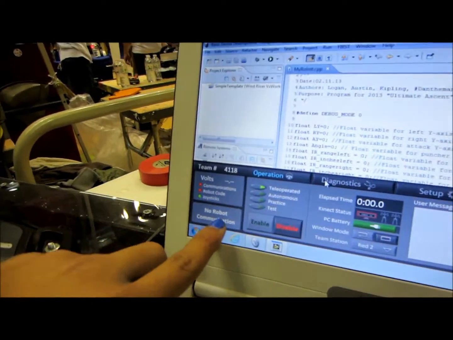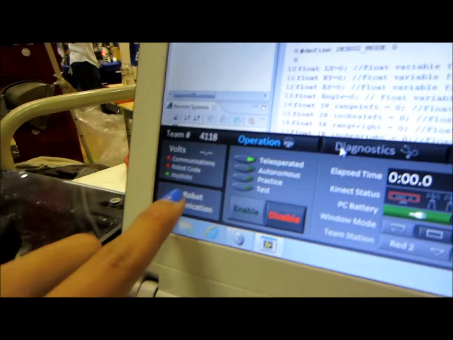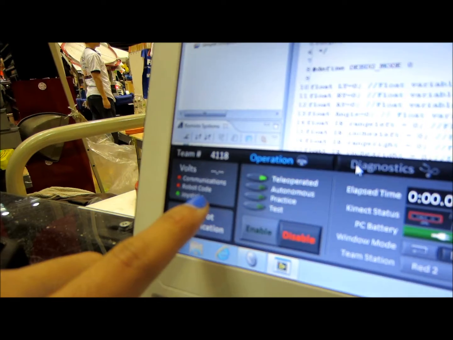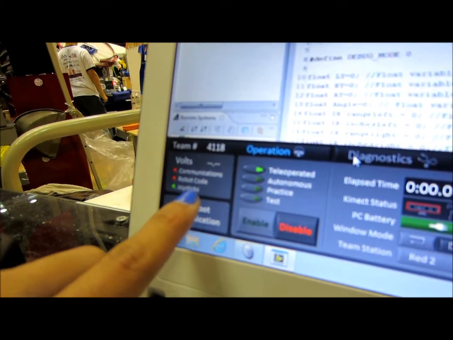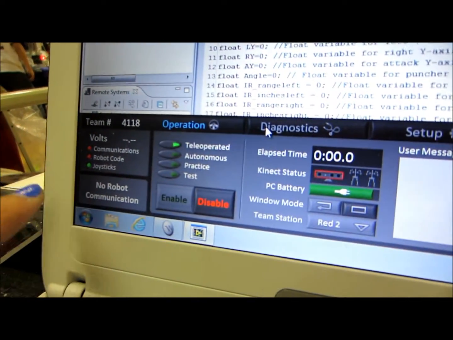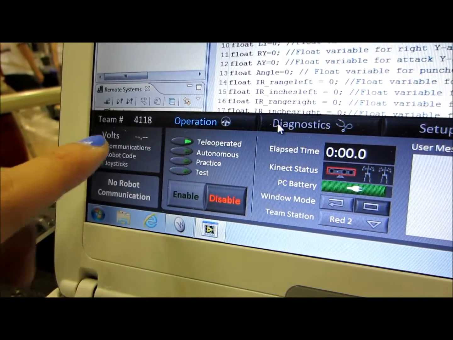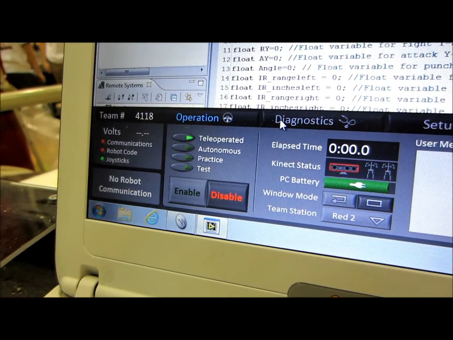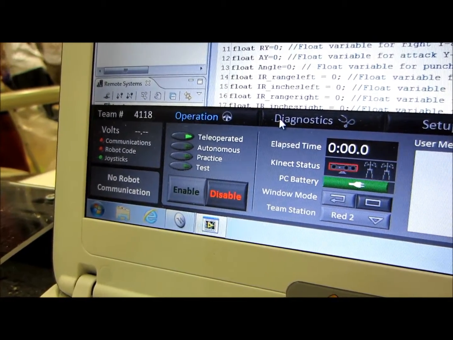So these 3 lights tell us whether or not we're connected to the robot and whether or not it has joysticks attached. So right now, since the robot isn't on, it's telling me that it's not connecting to the robot, it can't communicate with it. But since the joysticks are attached, it's telling me that the joysticks are in.